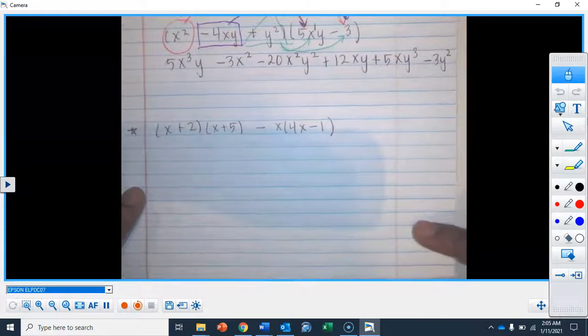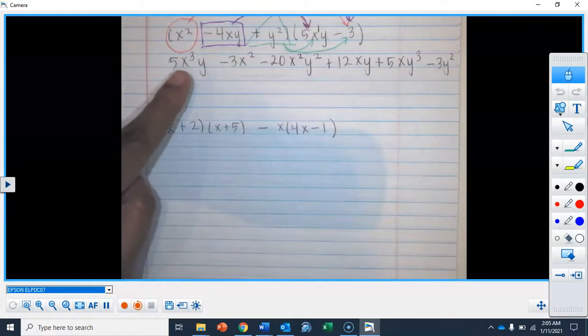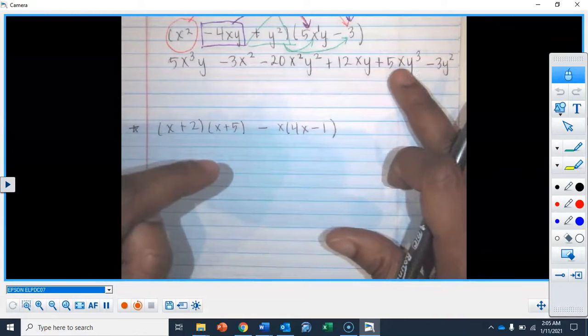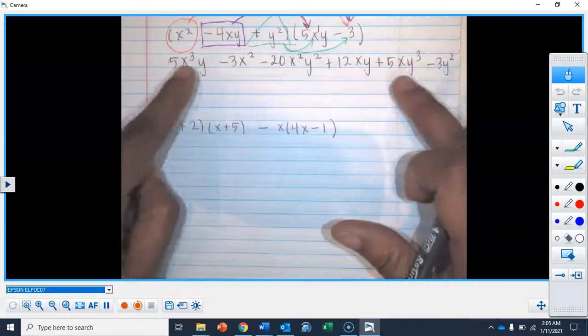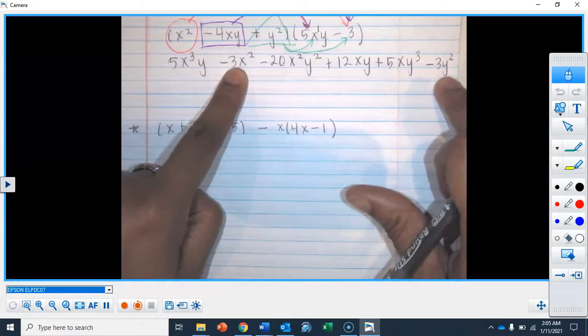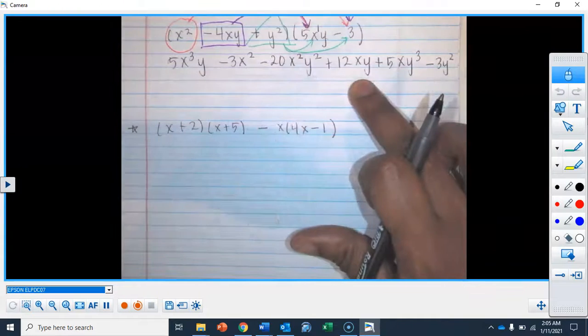Whoa, lots of terms. All right, so now we start looking to see if we have any similar terms. And here's something interesting about this one. Look carefully, guys. Nobody is a like term. Crazy, but it's true. See how this is 5x to the third y? Be careful. See, this is 5x to the 1, y to the third. These are not the same. You know these two are not the same. That one is the only x squared, y squared, and then this is the only xy.